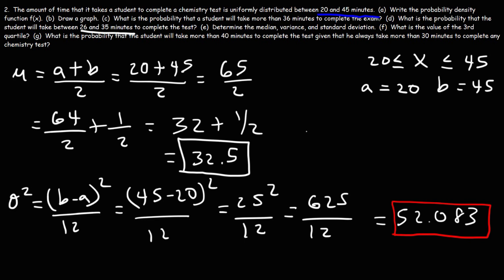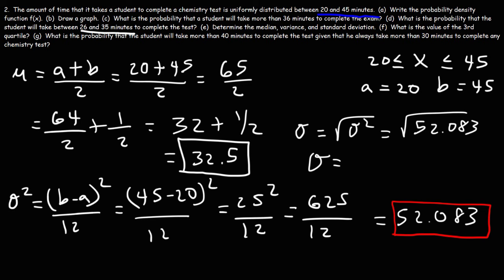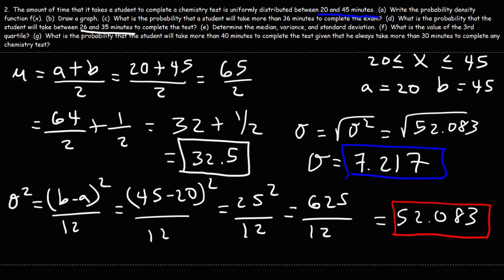Now the standard deviation is simply the square root of the variance. So it's going to be the square root of 52.083. And so the standard deviation is 7.217. So that's it for part E. Now, let's move on to part F.